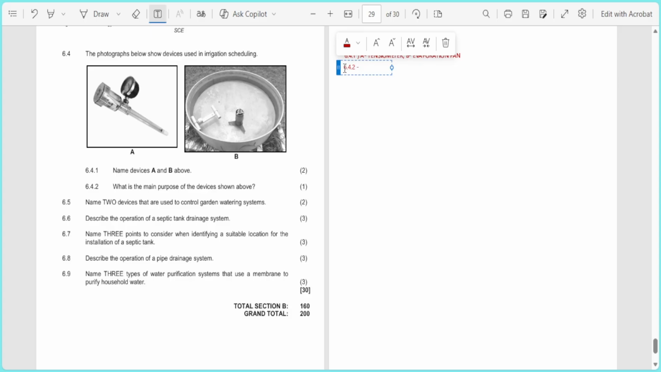So for 6.2, what is the purpose? To determine the water evaporation rate in a specific field.